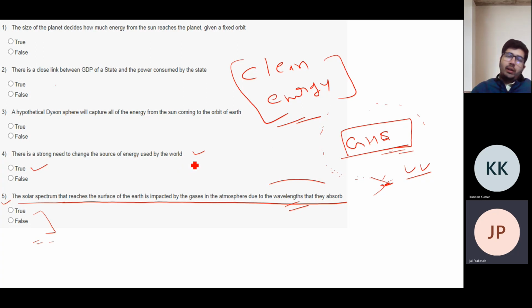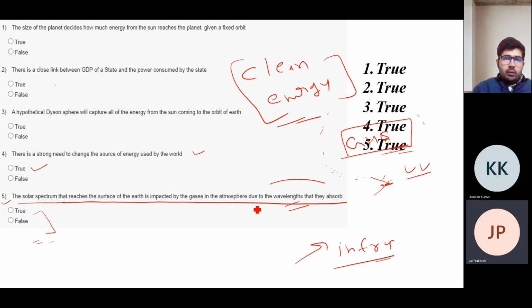So it depends on the gases, because the Earth's surface will emit the infrared. The greenhouse gases are defined as those that absorb the infrared wavelength. So this statement is correct. So you can see that all statements are true.